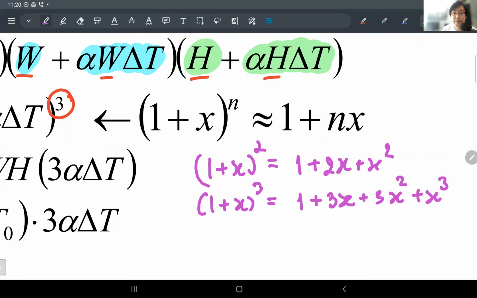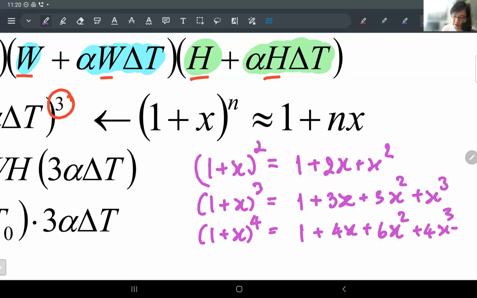So this is good. I don't know how you guys memorize this one, but that's what it is. And it still keeps going. If you want, you can do 1 plus x to the fourth. You can go 1 plus 4x plus 6x squared plus 4x cubed, on and on, x to the fourth. But anyway, my point is this.